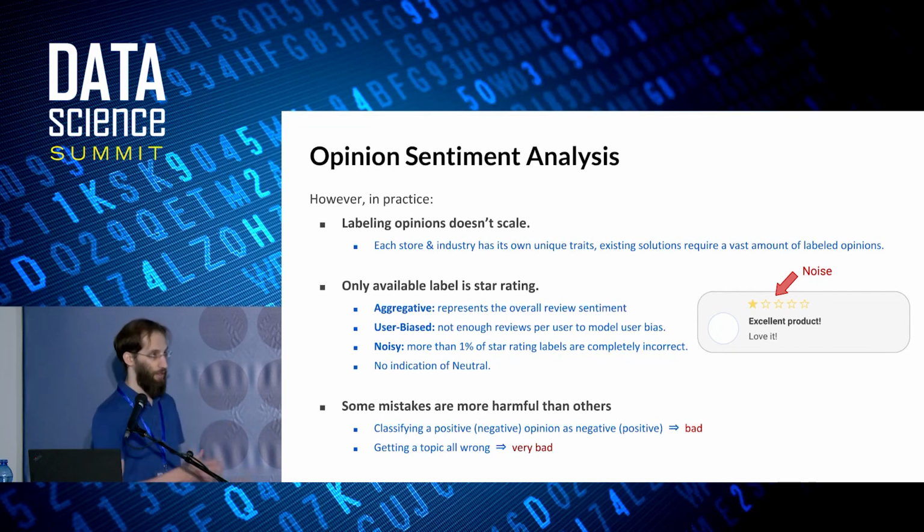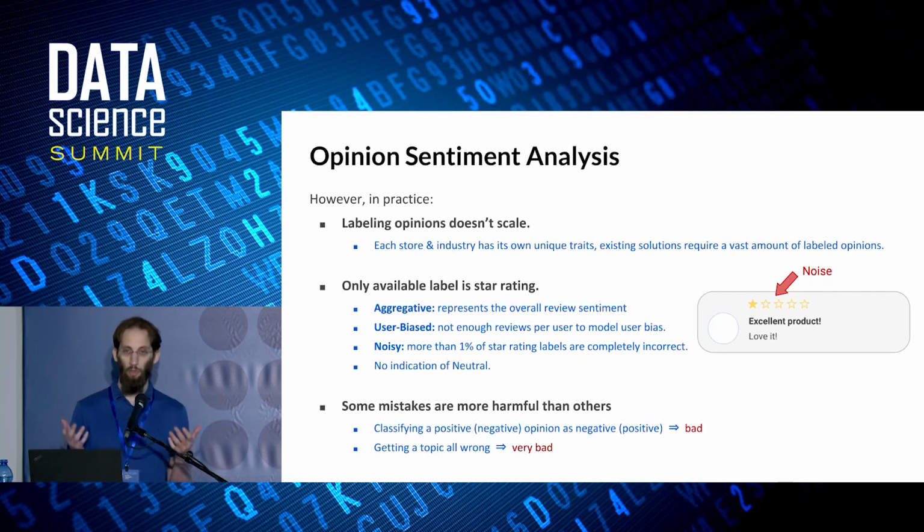And besides the fact that we're only going to rely on star ratings, there are a few issues that are more painful than others. So for example, when we classify a positive review as negative, it appears more to the users that use Insights, or vice versa, if we classify something negative as positive. And we're going to try to decrease this error as much as possible. The second issue is if we get a whole topic wrong, because basically through our UI, you're able to browse a specific topic.